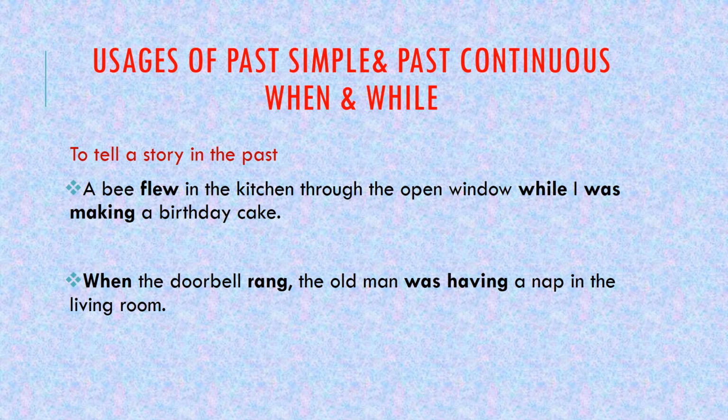We also use the past simple and the past continuous in the same sentence to tell a story in the past. For example, a bee flew in the kitchen through the open window while I was making a birthday cake. When the doorbell rang, the old man was having a nap in the living room.